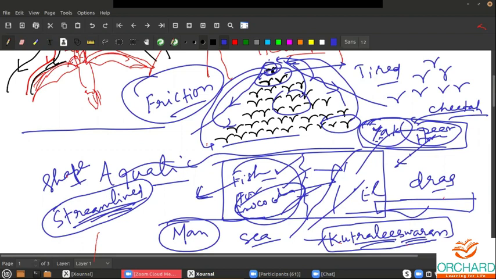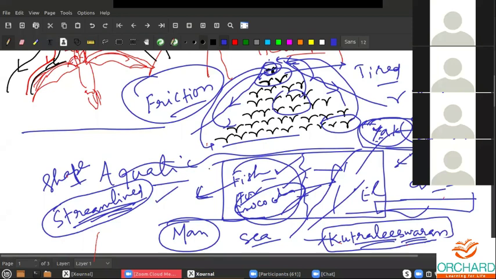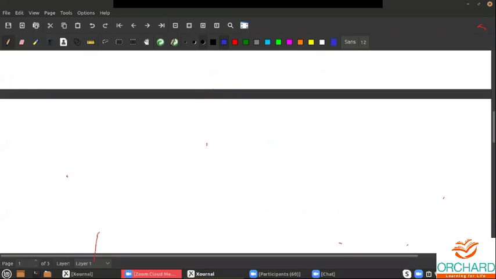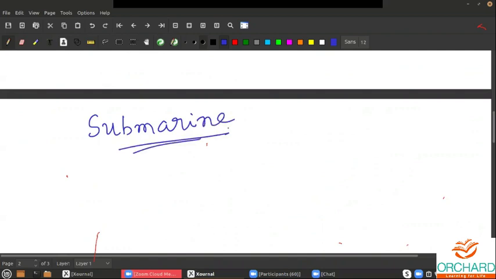Many aquatic animals can travel all over the seas. It's very easy for them. They have a streamlined structure and they overcome friction. Using that concept of the streamlined structure of dolphins, sharks, etc., in the sea, we have constructed submarines.